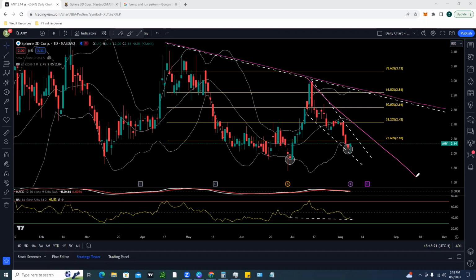We have an inverse bump and run pattern, a falling wedge pattern, hidden bullish divergence, and we were also recently trading outside of the Bollinger Bands, looking for price action to snap back within those Bollinger Bands. You can see here the middle Bollinger Band also lines up greatly with that 2.43 level. So it'll be really interesting to see if we can get above there and above that middle Bollinger Band, then the likelihood increases that we come up towards that 2.84 level, which is right around the top Bollinger Band.